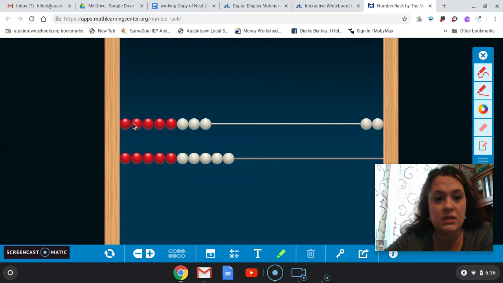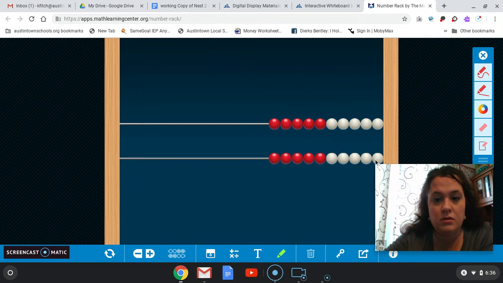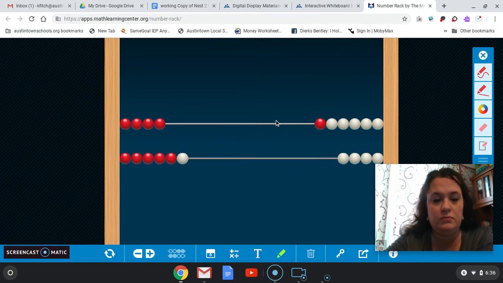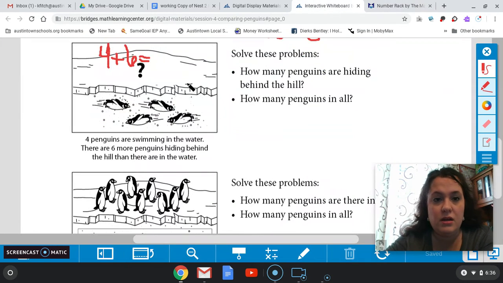What is 4 plus 6? We can even go back to here and use our number rack. So what is 4 plus 6 more? Very good. 10. So we know there's 10 behind this hill. Okay, there's 10 back there. So how many penguins are hiding behind the hill? 10. How many penguins do we have in all?